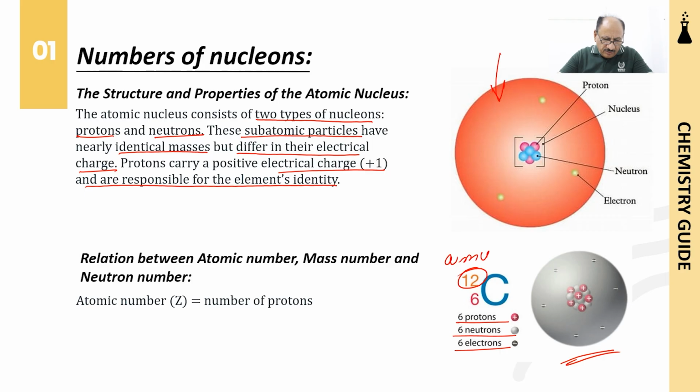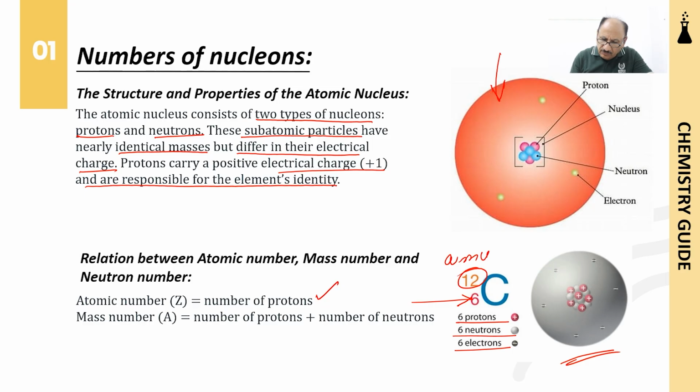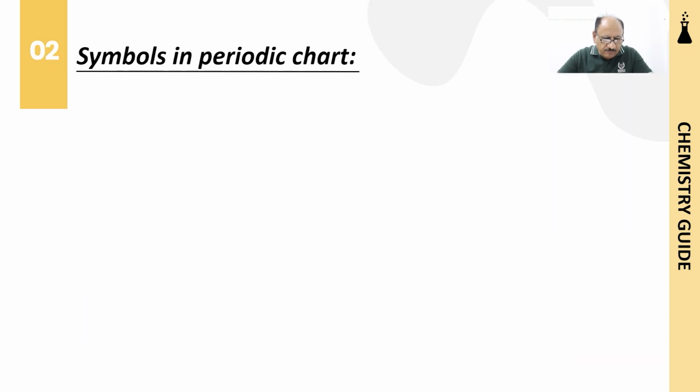The atomic number we represent with Z, which is the number of protons. So Z is the number of protons. In this case, this 6 is Z. Then the mass number, which in this case is 12, we represent with capital A. Keep in mind that atomic number and mass number are written with capital letters. Number of protons plus number of neutrons is the mass number. Then A minus Z, mass number minus atomic number, gives us the number of neutrons. Then we can discuss the symbols in the periodic chart.